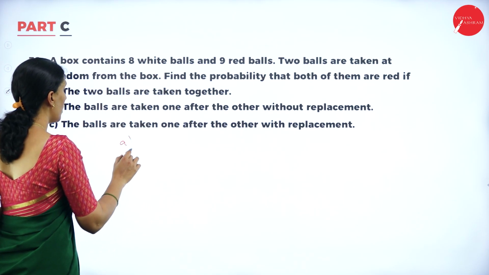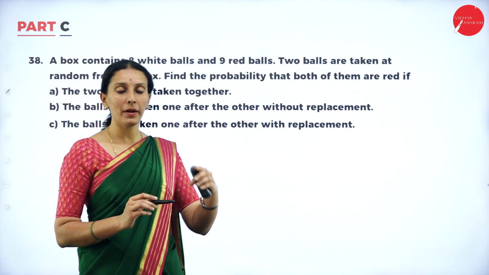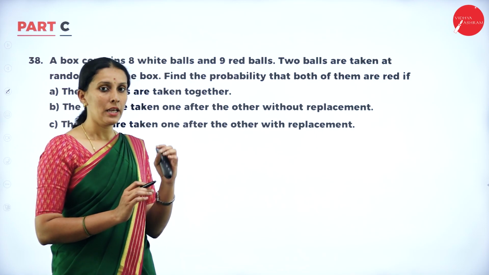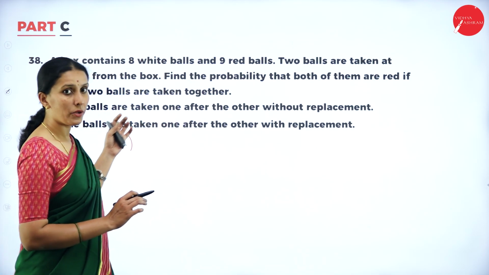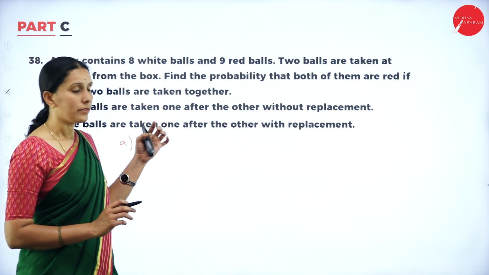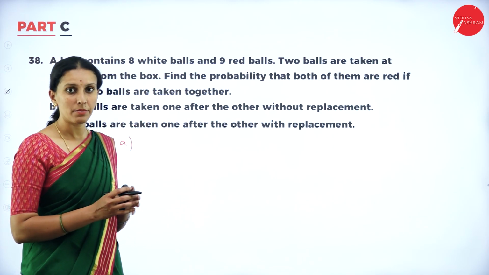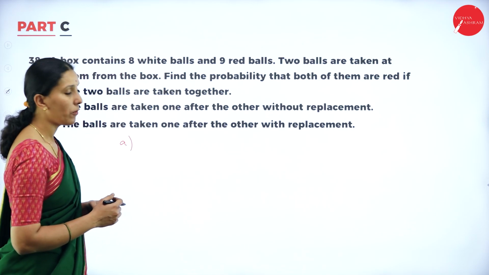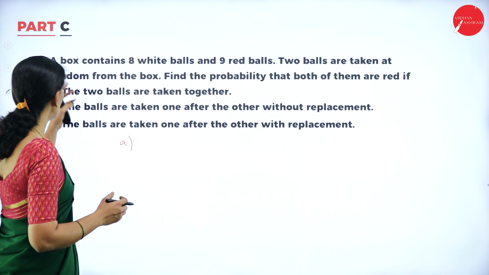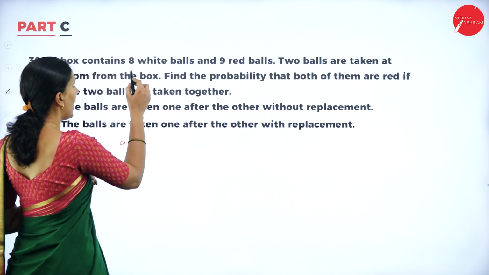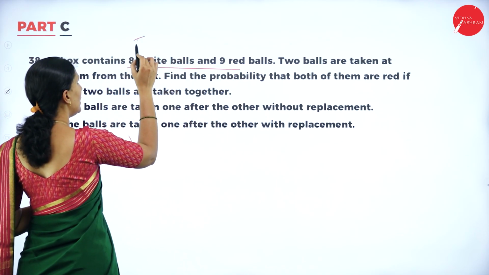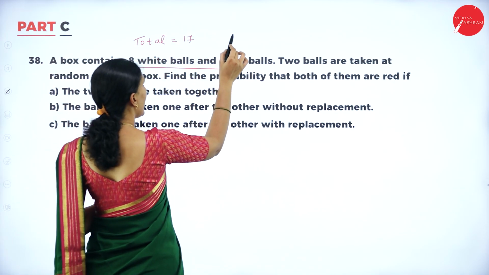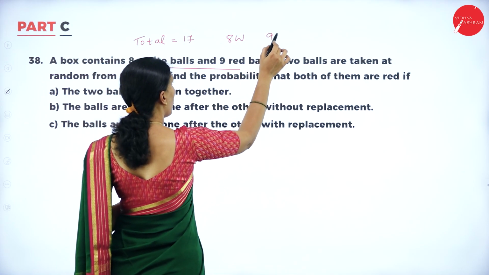It's a question from probability. So you can expect one question among the 3-mark questions from the chapter probability. Basically your probability questions will be on independent events and replacement or without replacement problems, which are the most repeated questions. So here we have a problem on replacement and without replacement. So we have 8 white balls and 9 red balls. So that means the total number of balls is 17. Among them 8 are white and 9 are red.